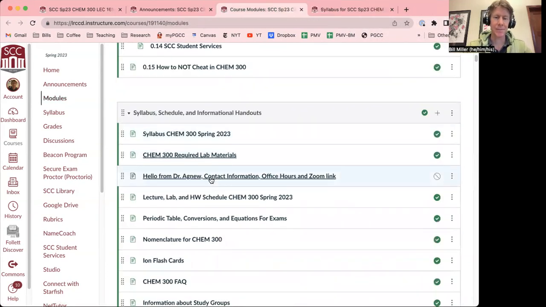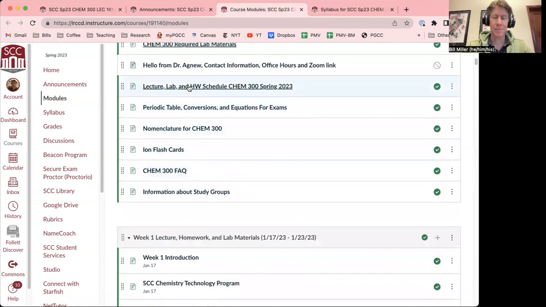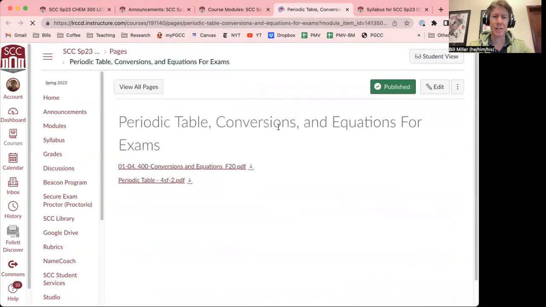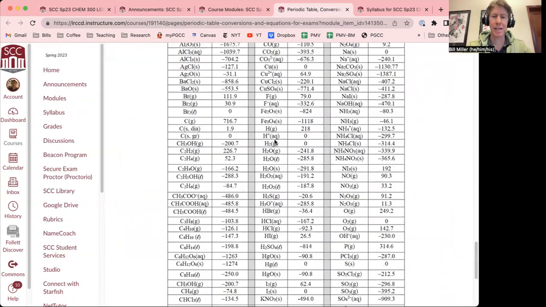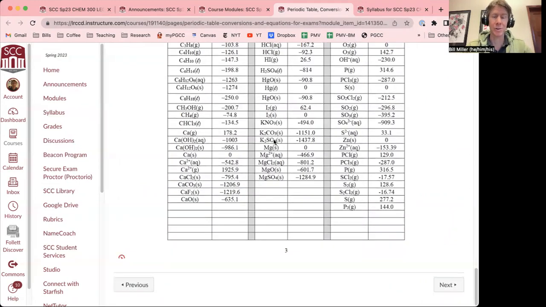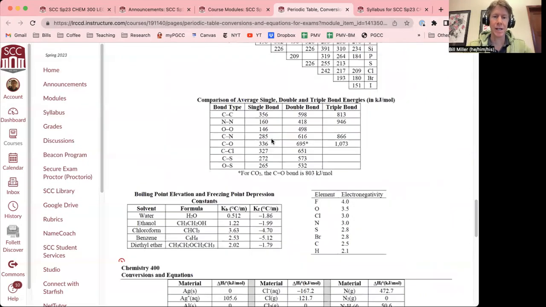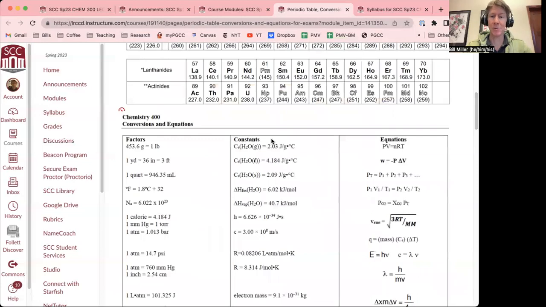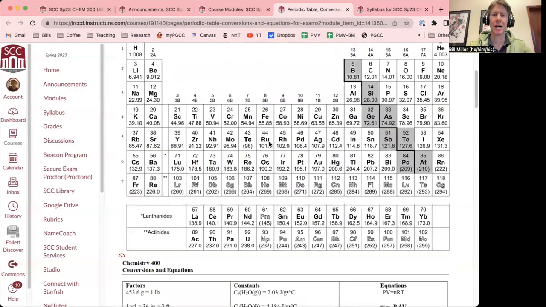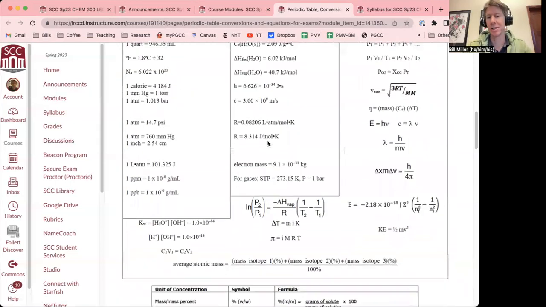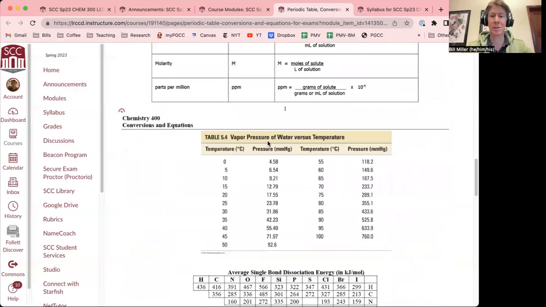So let's get back there. There's lecture, lab, and homework schedule. There's periodic table, conversions, and equation sheets. These are the sheets that are actually what I use in CHEM 400. So please have printed copies of all these materials when you do your homework, when you take exams even. So please have them handy. They'll have all the numbers that you need and all the numbers that will be available to you when you take CHEM 400.